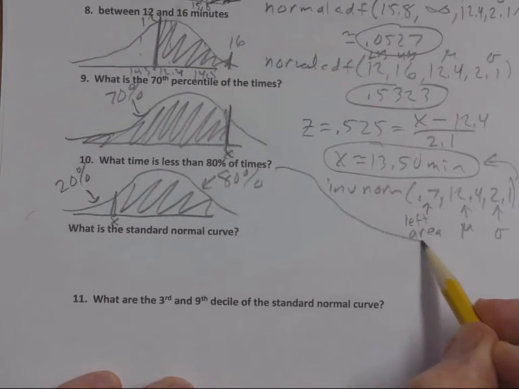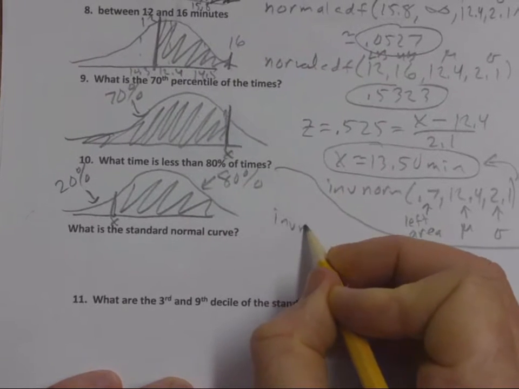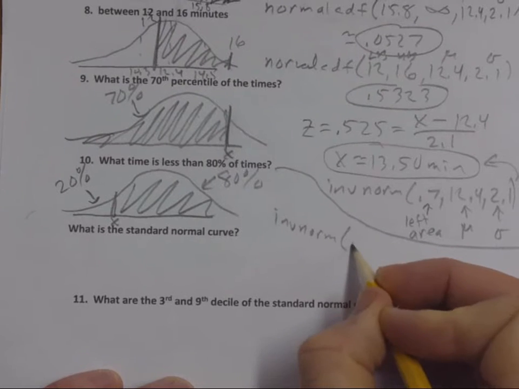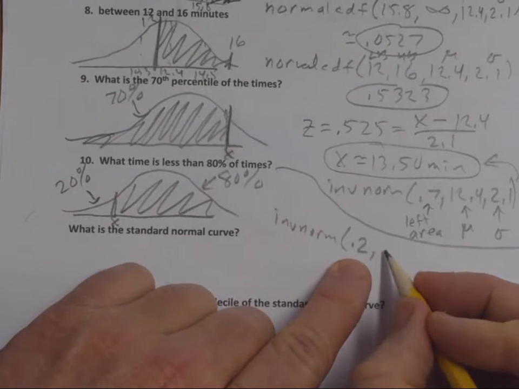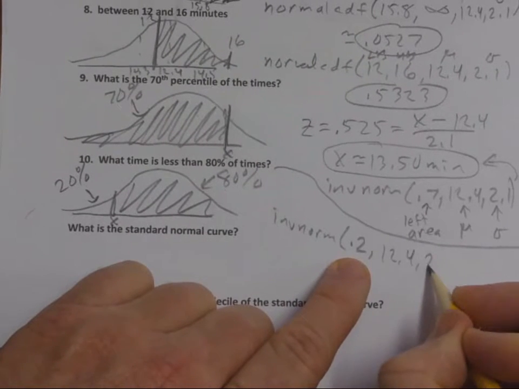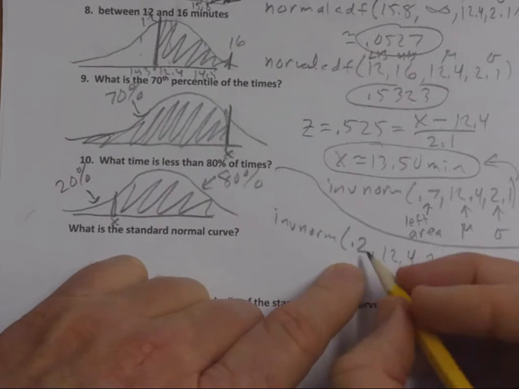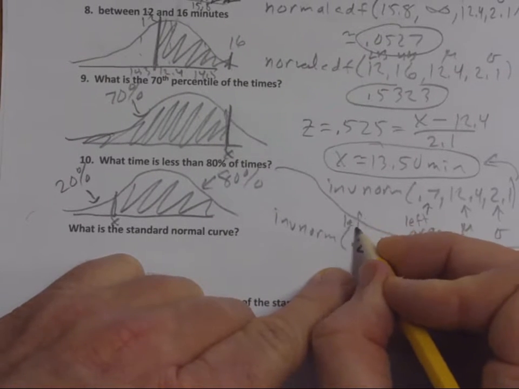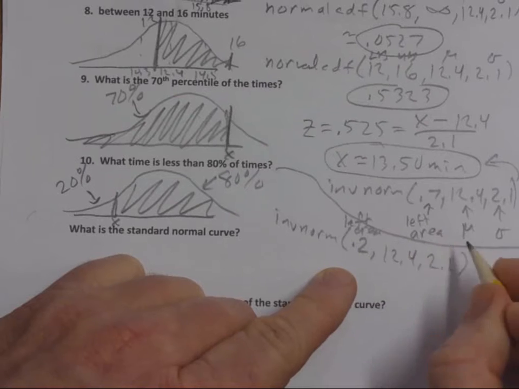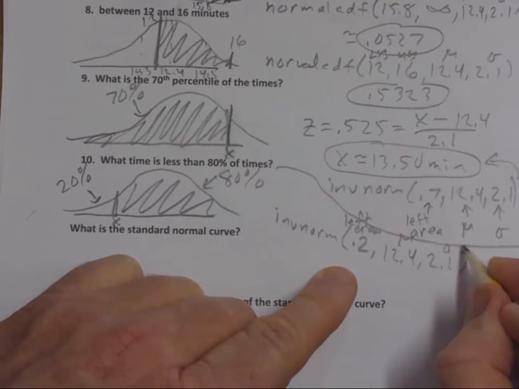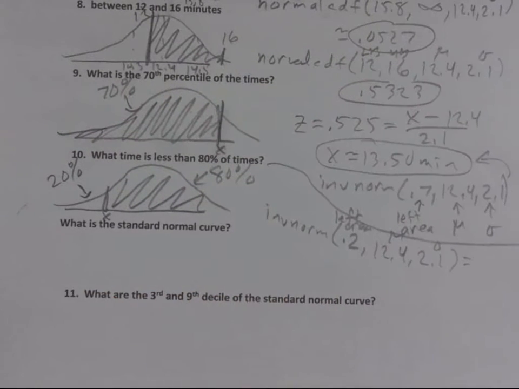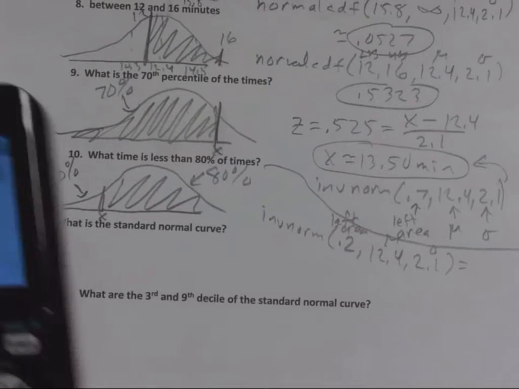we would say, okay, so this would be inverse norm, 0.2, mean of 12.4, standard deviation of 2.1. To get credit, we got to label these. This is left area, and then that's mu, that's sigma. Of course, you could go right area of 0.8 if your calculator has that option, but some don't.